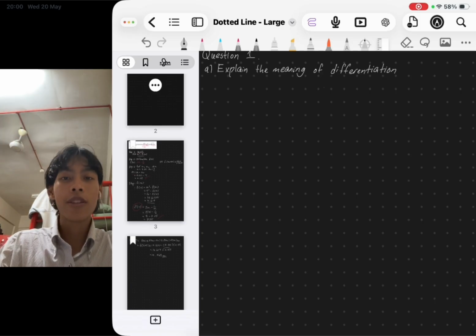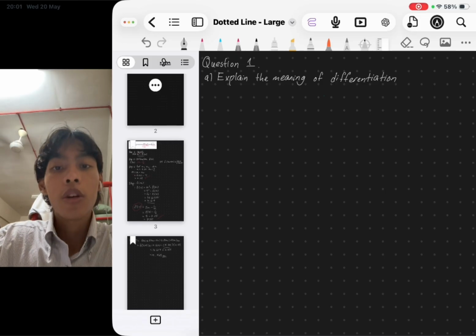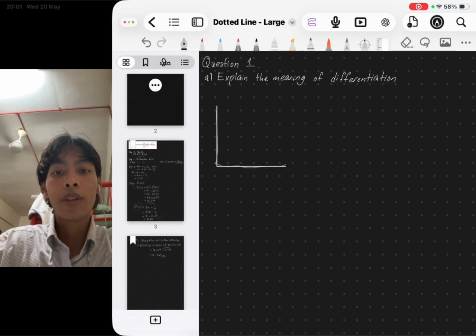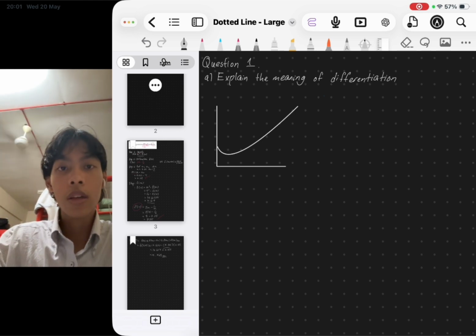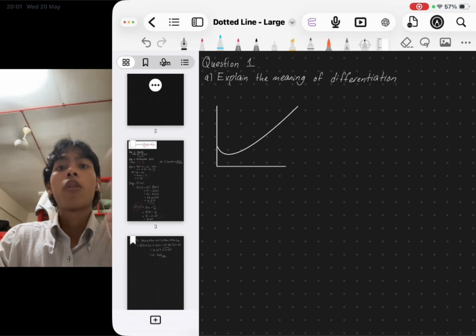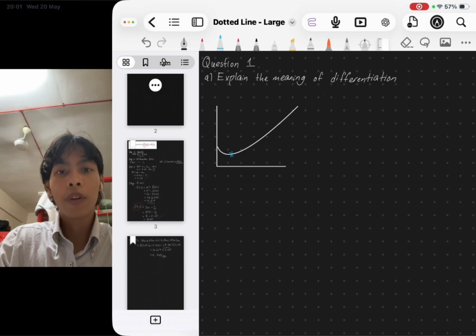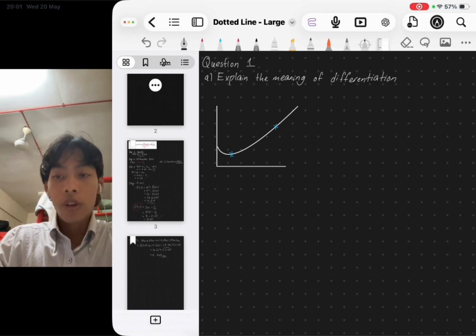So I'll start first. Question 1, explain the meaning of differentiation. As we know, we learn a lot about graphs. So differentiation plays with the graph. Let me create one simple graph for us to see. Let's say the first point is here, and our task is to find the next point is here. So we will likely use the normal gradient formula. What is the gradient formula?